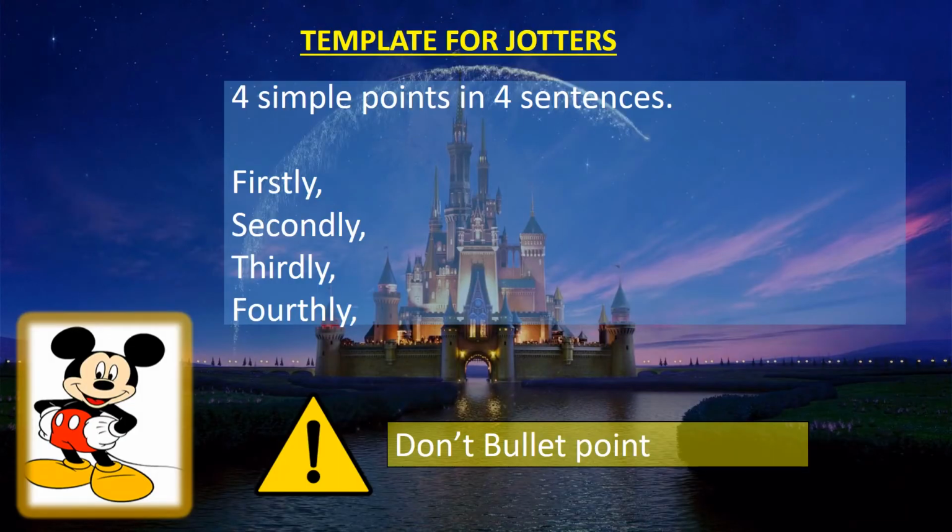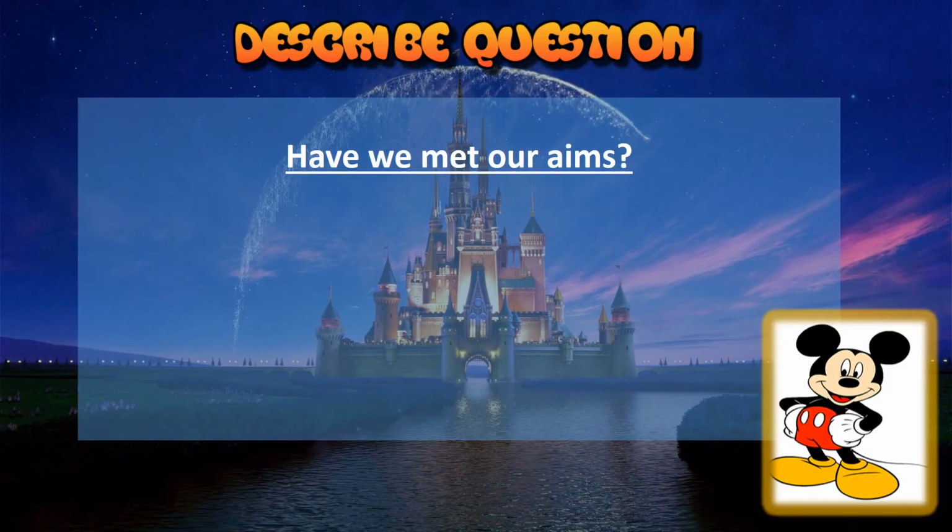So those are some examples that we went over there. Now a template for your jotter. Ultimately, again, if you don't have a hard copy of this, you can just write this down. It's just 4 simple points for the describe question in 4 sentences. So firstly, secondly, thirdly, fourthly. Don't bullet point. Okay, now back to Mickey to see if we met our aims for this presentation.